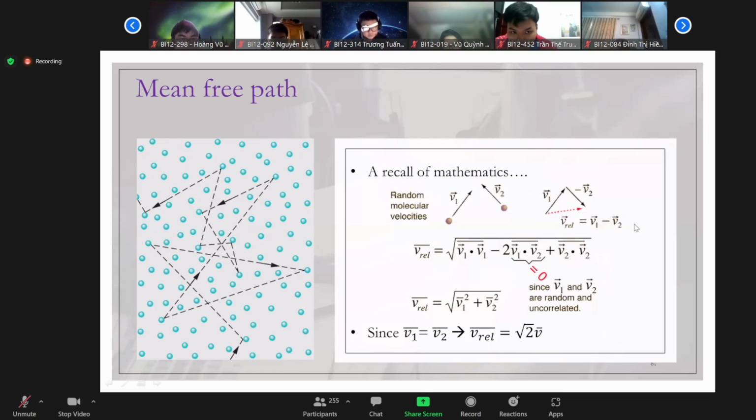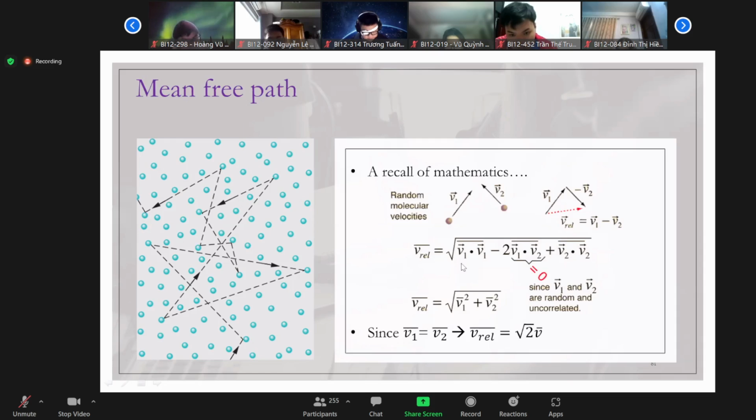Then you can develop this expression. This can be written like this. Cái này là toán nhé. Các bạn nhớ rồi, bạn có thể. So you can develop it. This is actually this one.